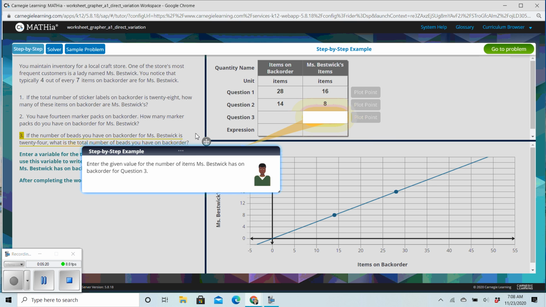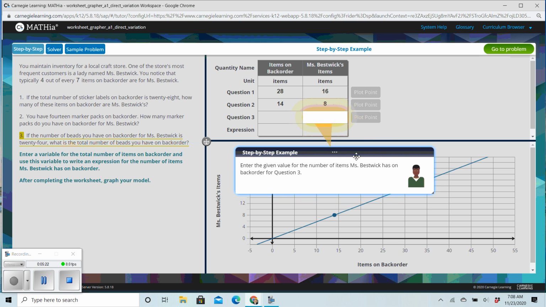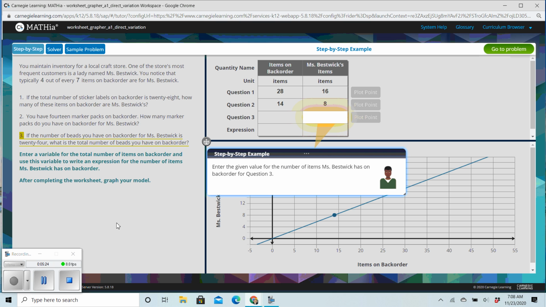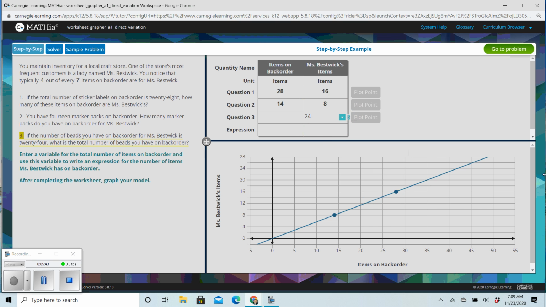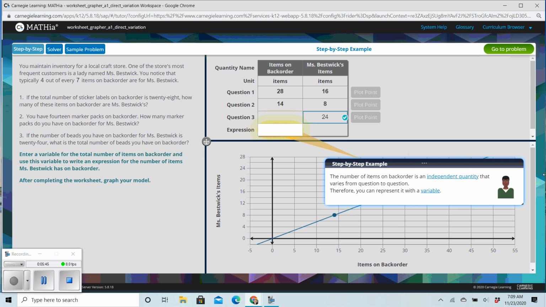So question 3 is a little bit different and a little bit more difficult. It says, if the number of beads you have on back order from Miss Bestwick is 24, what is the total number of beads you have on back order? So this one's different. Instead of giving us the items on back order, they're giving us Miss Bestwick's items. So the number of items for Miss Bestwick is 24, but how are we going to figure out the number of items on back order? That's going to be kind of difficult.